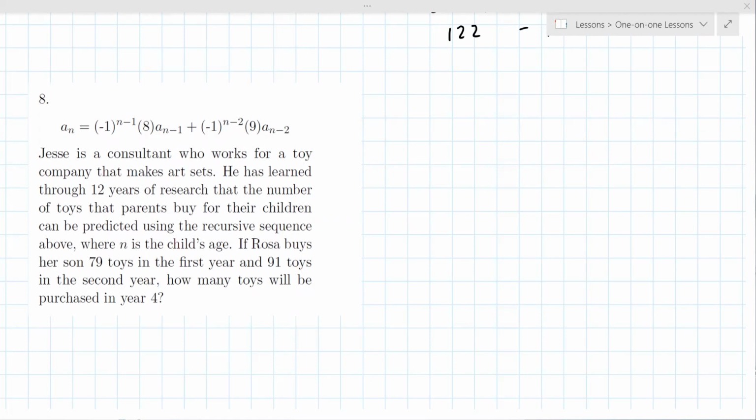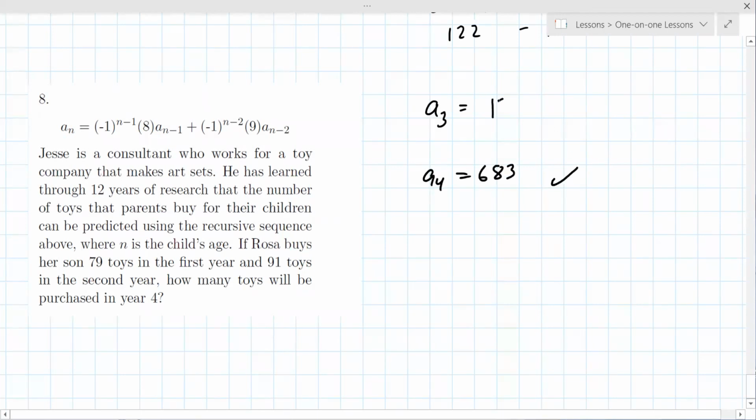What did you get for A3? Oh, for the whole thing, I got 683. You got it. A4 is 683. Excellent. All right, fantastic. Let's see what else we've been doing here. We've done that one.